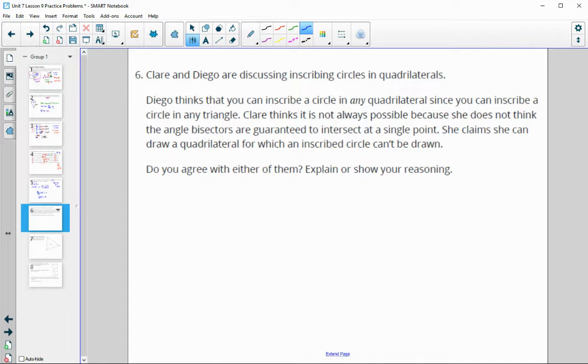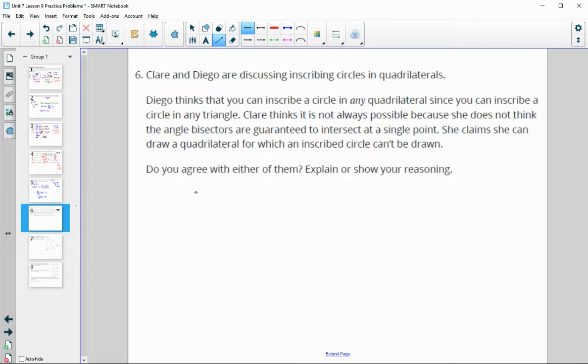Diego thinks that you can inscribe a circle in any quadrilateral since you can inscribe a circle in any triangle. Claire thinks it's not always possible because she does not think the angle bisectors are guaranteed to intersect at a single point. She claims she can draw a quadrilateral for which an inscribed circle can't be drawn. Do you agree with either of them? Explain your reasoning. So do we think a circle can be inscribed in any quadrilateral?